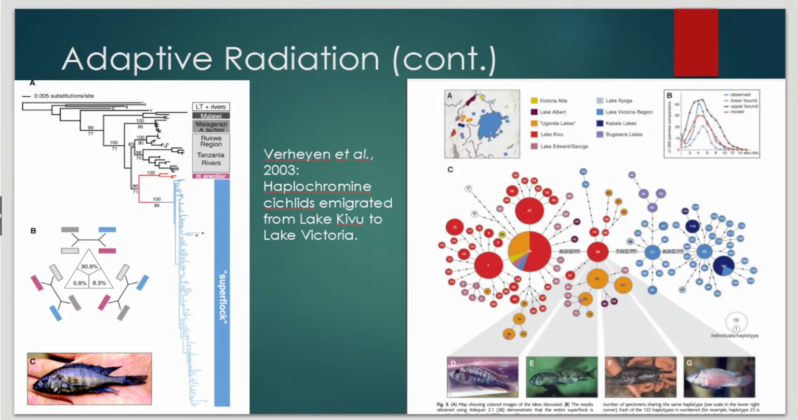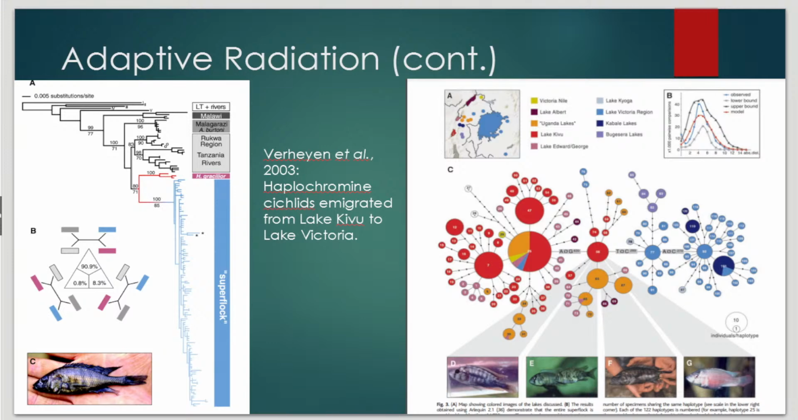And another slide for cichlids, because I love cichlids. So this is a phylogeny of haplochromine cichlids. Well, the one on the left is the phylogeny. I'll explain the one on the right in a moment, because it's not technically a phylogeny.